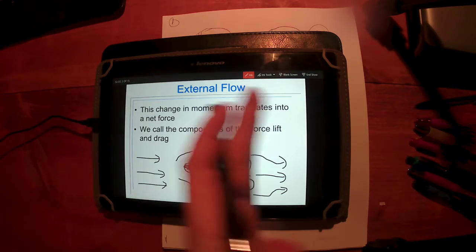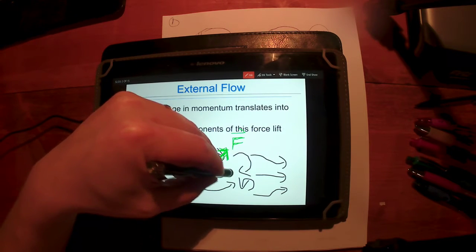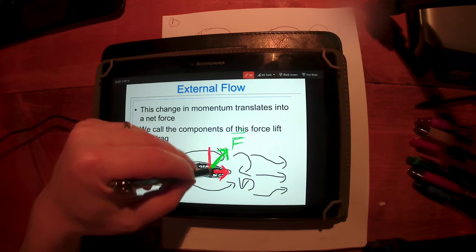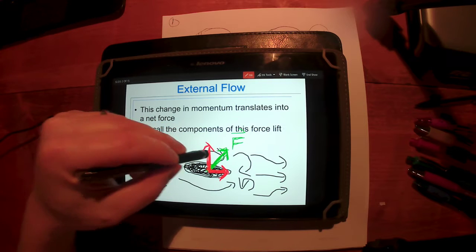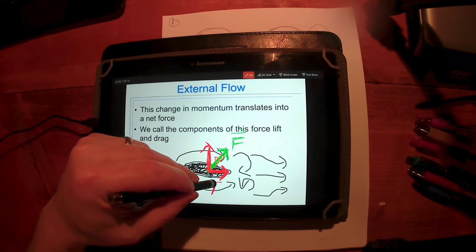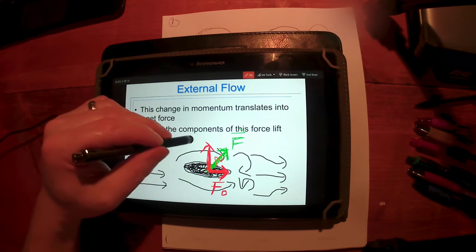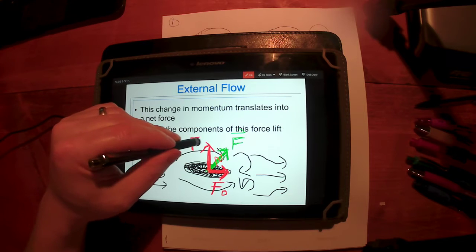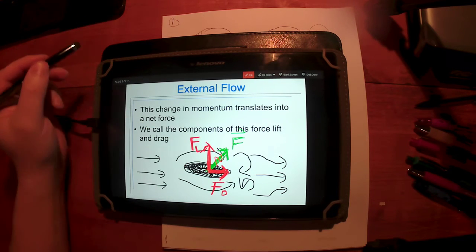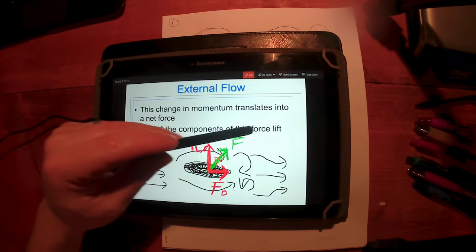I've drawn the fluid flowing across in what we might call the x direction, left to right. There's going to be a component of this force that's parallel to the direction of flow, and another component that is perpendicular to the direction of flow. So we're going to resolve that force there. Okay? The force that is parallel to the flow is what we call the drag force, F sub D. The component that is perpendicular to the flow is what we call the lift force, F sub L. So again, the total force being applied can be resolved into its two components. We call the components of this force the lift and the drag.